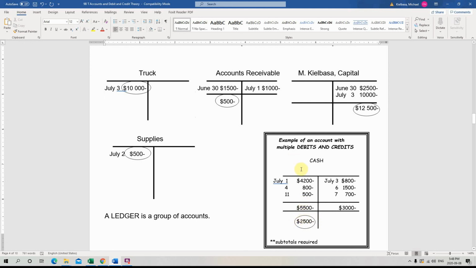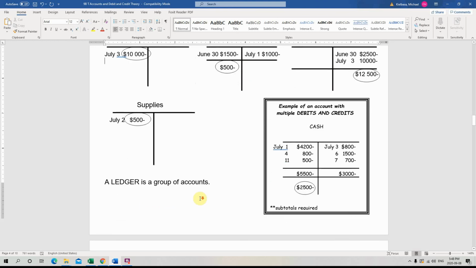All right, so you'll notice that dollar signs are placed at the top, on the first numbers, for subtotals, and then for a final total. Remember, the final total is always circled in each T account. And we're going to define a group of T accounts as a ledger. It's basically a group of accounts.